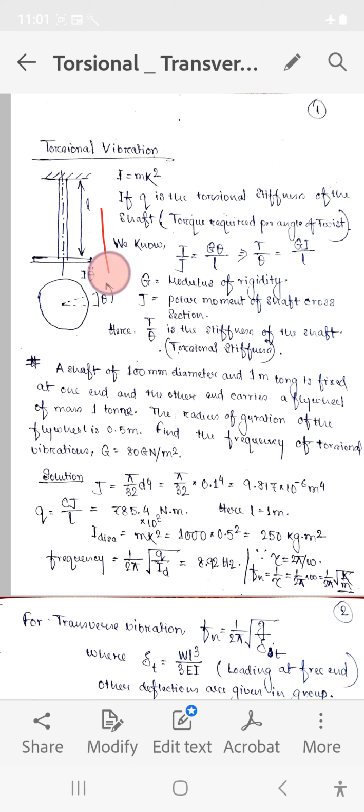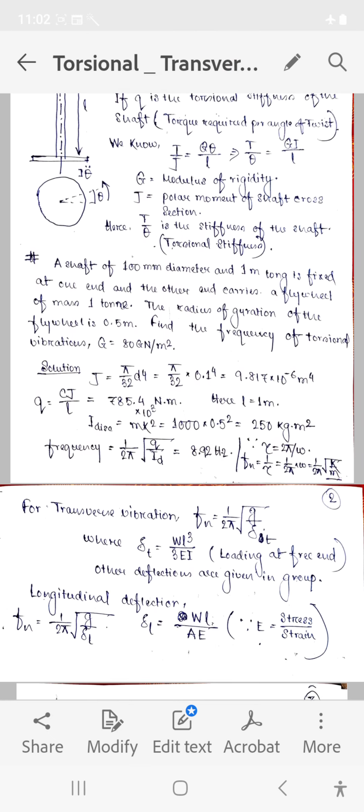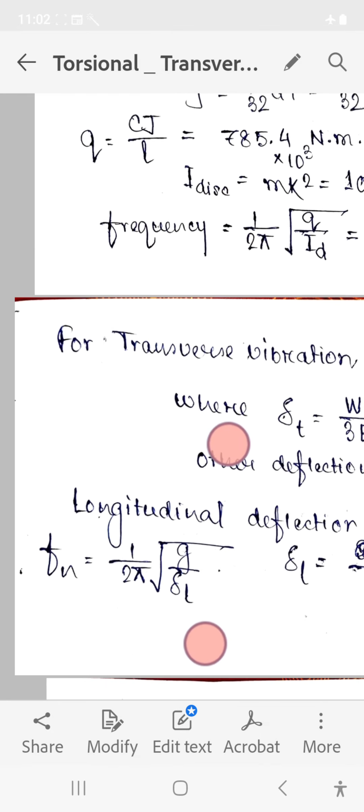Now if this is vibrating in the longitudinal direction, as I have drawn the figure here, let me change the direction, means this way, this way. In such a case, what will be the deflection? Deflection will be WL by AE, right? And that has come from stress by strain. W by A is stress, E equals stress by strain, and delta L by L is the strain. So from there we got the deflection, WL by AE. From there we can also find out the frequency, 1 by 2 pi root under g by delta, where delta L denotes the longitudinal deflection.